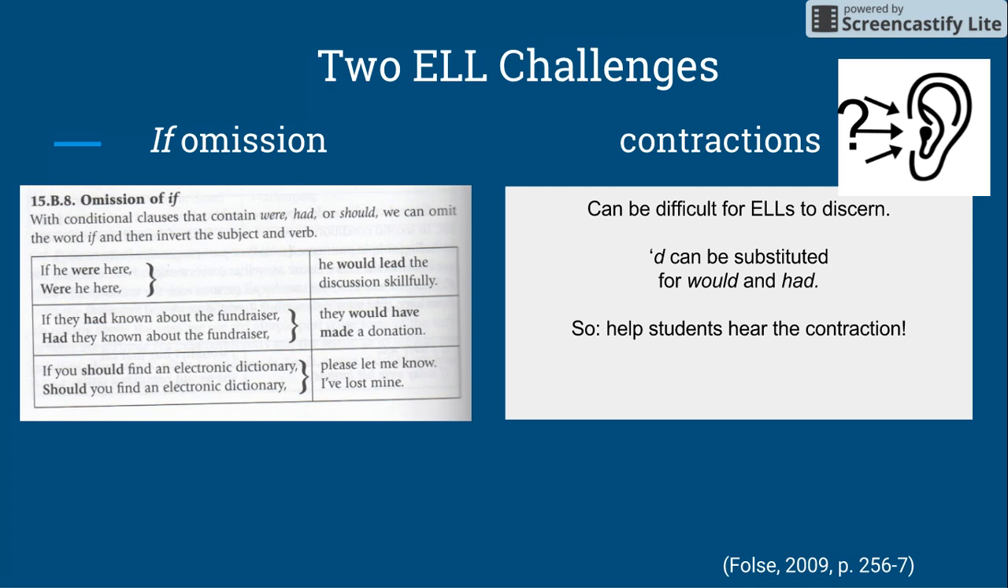In English, this is generally regarded as being a more formal expression, but it is nevertheless common. The second challenge is the use of contractions. These can be very difficult for English language learners to discern. They get left off at the end of a phrase or a clause, and so they're very hard to hear. So Folsey recommends help students hear the contraction.